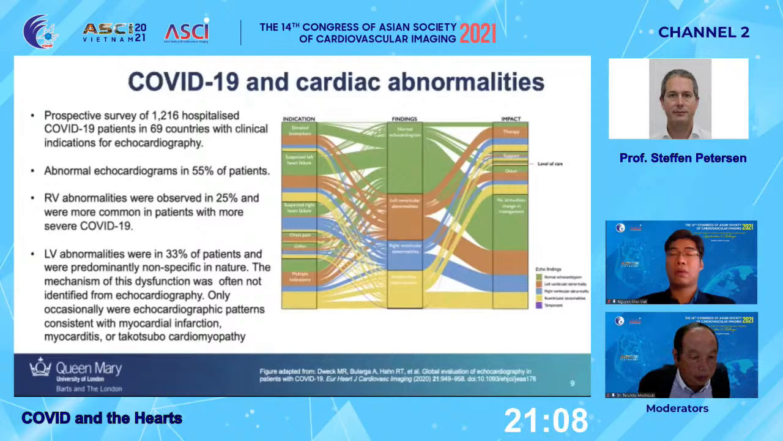RV abnormalities were observed in 25% and were more common in patients with more severe COVID-19. LV abnormalities were present in 33% of patients and were predominantly non-specific in nature. The mechanism of this dysfunction was often not identified from echocardiography. Only occasionally were echocardiographic patterns consistent with myocardial infarction, myocarditis, or Takotsubo cardiomyopathy.